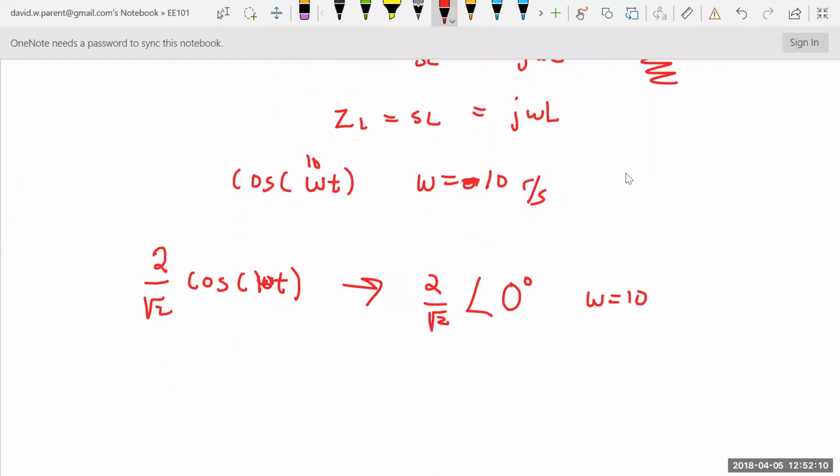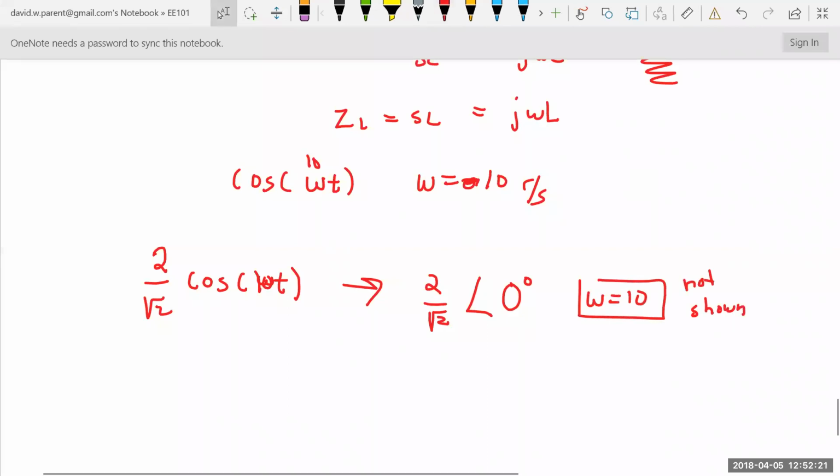Omega equals 10 isn't shown, right? It's here. How do I know the phase is 0? Well, that's the true form. You have omega t plus or minus some phase. Well, since there's nothing there, it's 0.